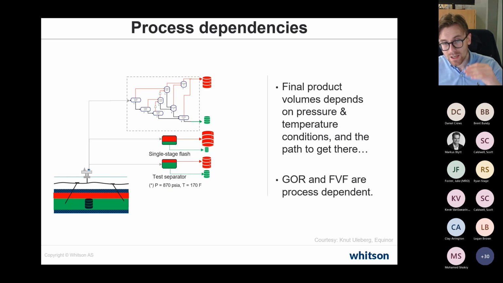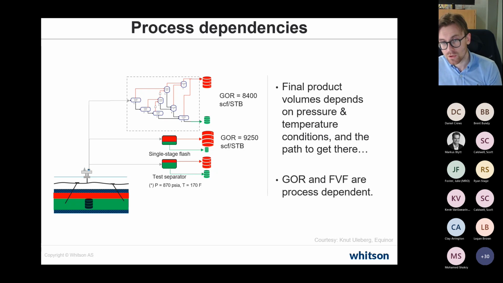In this case, you'll see the complex processing. That's why we have more separators. That's why we have complex process facilities, to be able to get more valuable products out of the same amount of components. So a complex system should give you a lower GOR. In this case, the GOR should be 8,400, and the GOR of the single stage flash is around 9,250.